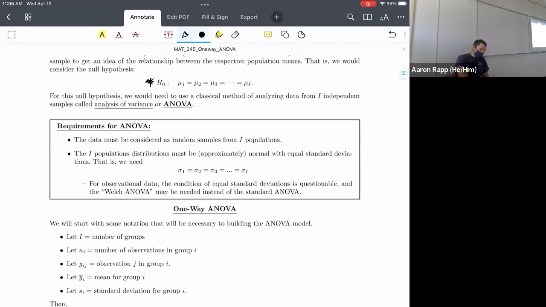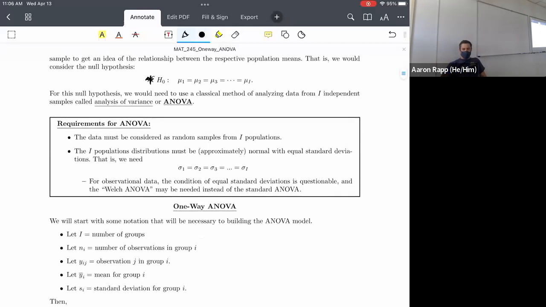Okay. I'm going to go about it a little bit differently, because this is one criticism I've had of the textbook. Here's what you need to know before you can even do an ANOVA test. These are the assumptions that you have to satisfy for the results to be accurate. The data must be considered as random samples from I different populations. So each sample is a different population. Okay.